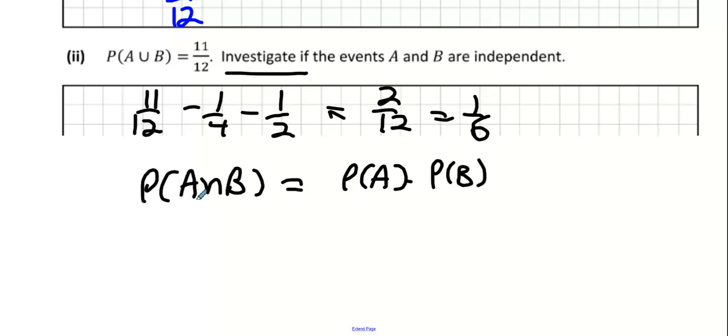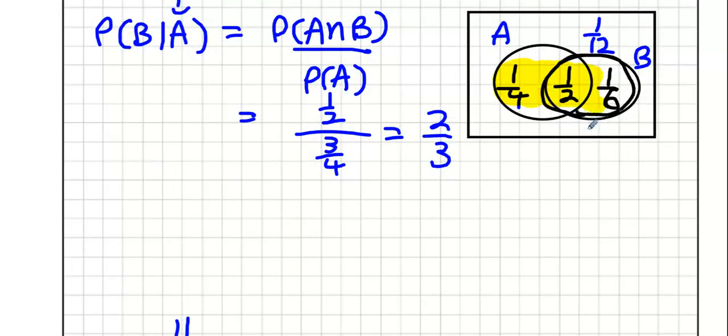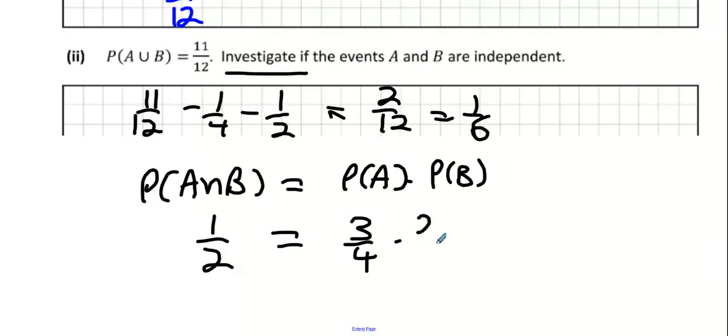Okay, what's the intersection again? 1/2. What's the probability of A? 3/4. What's the probability of B? Oh, sorry. We have to be careful with B, because it's a sixth plus a 1/2. What's a 1/2 plus a sixth? It is 2/3. 1/2 plus a sixth is 2/3. So the probability of B is 2/3.